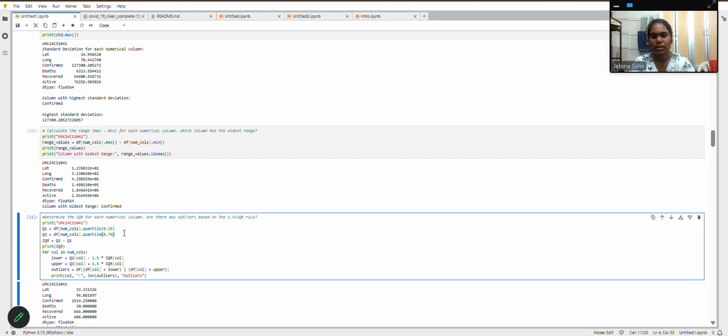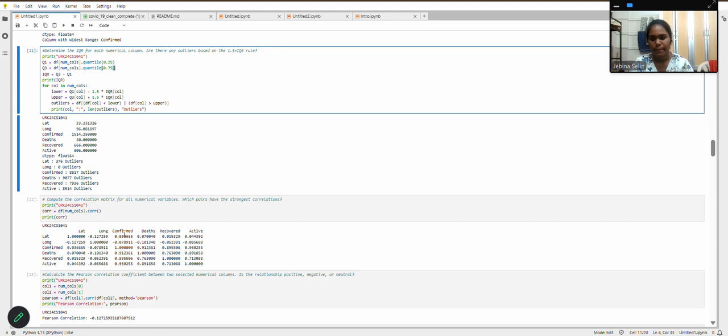In the seventh question, we calculate the interquartile range, or IQR, and identify outliers. IQR represents the spread of the middle 50% of the data. It is calculated using the difference between the third quartile and first quartile. We then use the 1.5 times IQR rule to identify outliers. Values below the lower limit or above the upper limit are considered possible outliers. This is important because COVID-19 data may contain unusually high or low values that can affect statistical calculations.